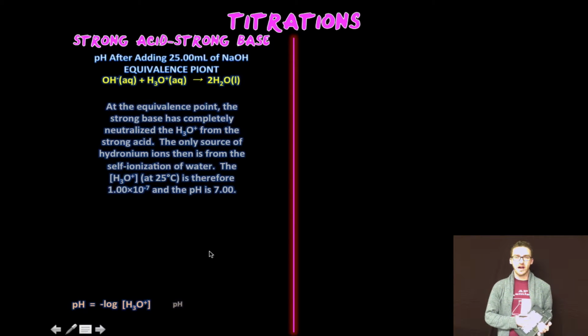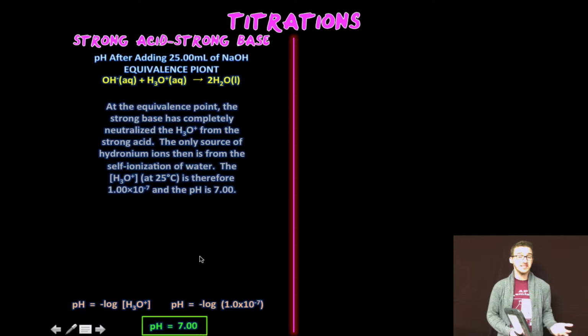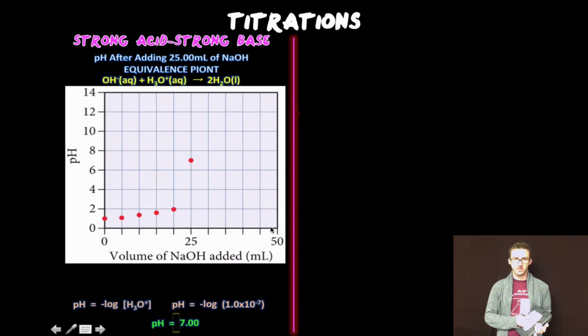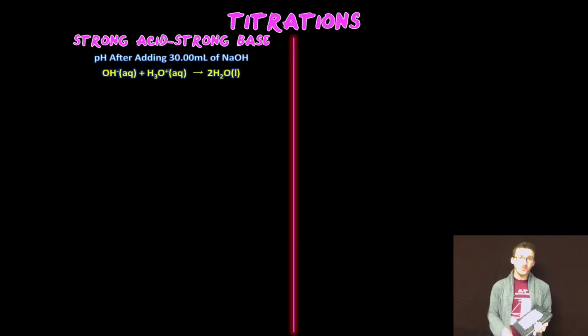And if we plug that value into our formula for pH, we'll determine the pH of our solution at the equivalence point to be 7. Back to our titration curve. Recognize that at the equivalence point for strong acid, strong base titrations, our pH is going to be 7. All right, so what happens after the equivalence point?